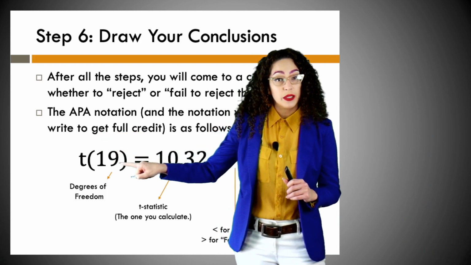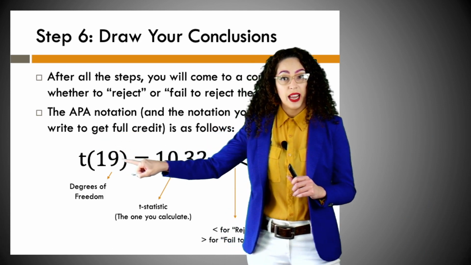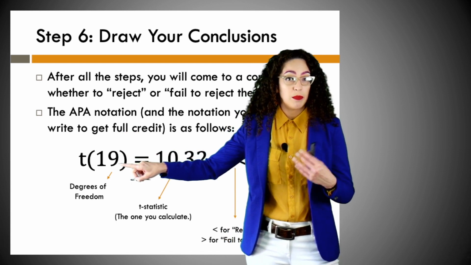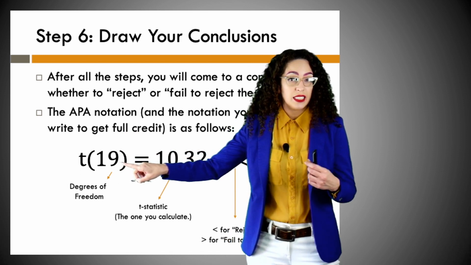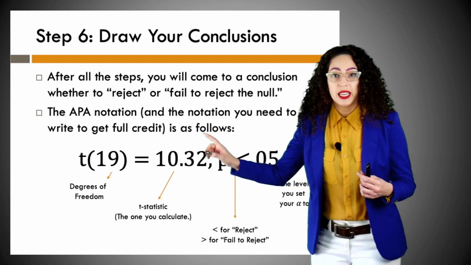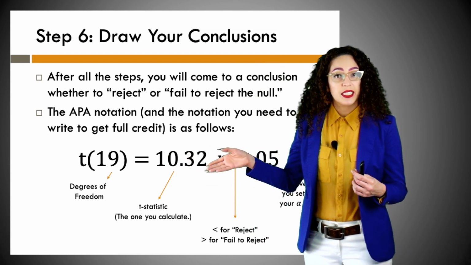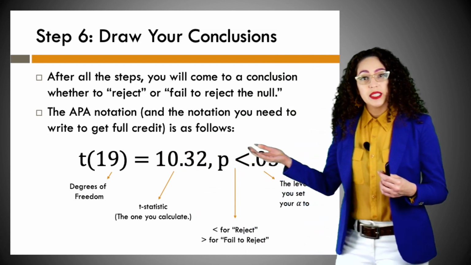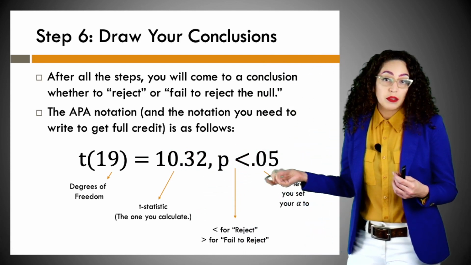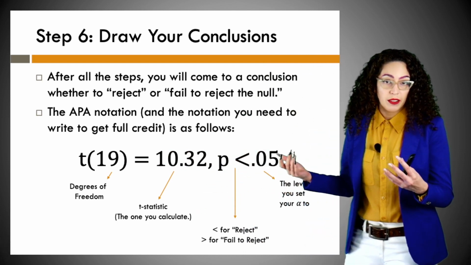Here, though, is the degrees of freedom. So if we had 19 as our degrees of freedom, how many people were in the study? In this example, 20. Then we say equals a particular test statistic. The test statistic is the one that you calculated. And then we say that p is less than or greater than 0.05, depending on the outcome of the results.